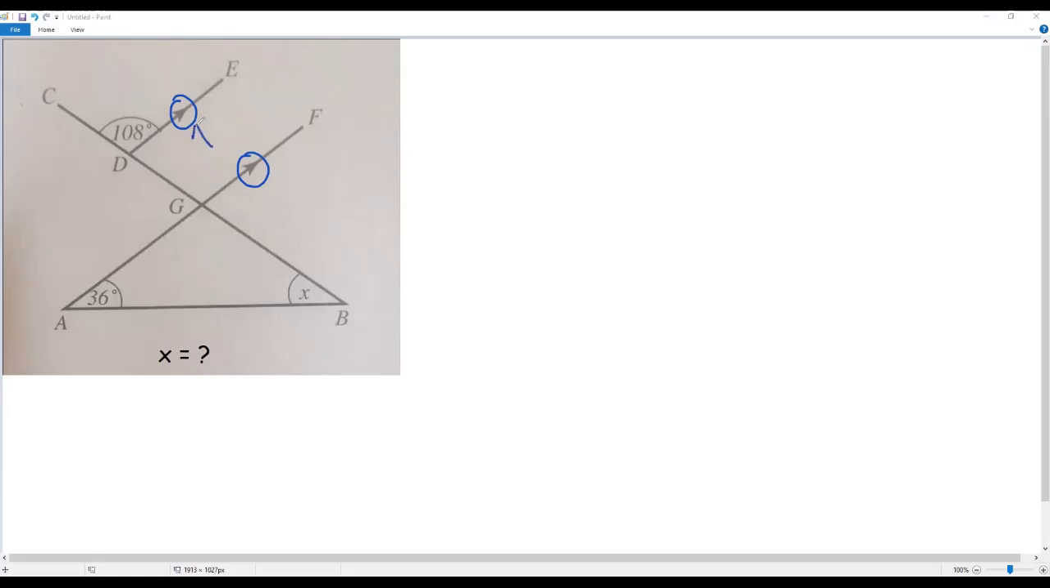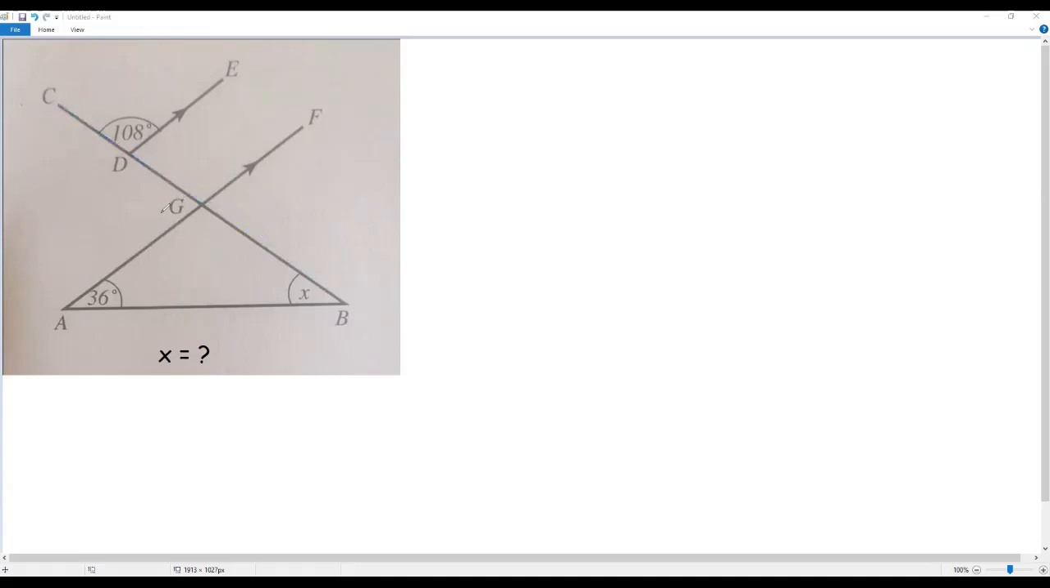So the two markings over here indicate the line segments DE and GF are parallel, and the line segment BC intersects both the line segments DE and GF. So here the two parallel line segments are intersected by a third line segment BC. Whenever two parallel lines are intersected by a third line, it's called a transversal. So the line segment BC here is the transversal.